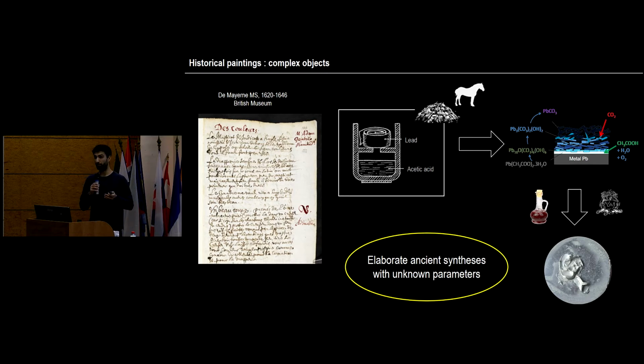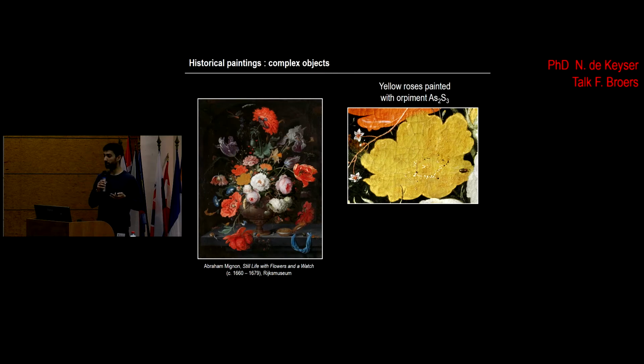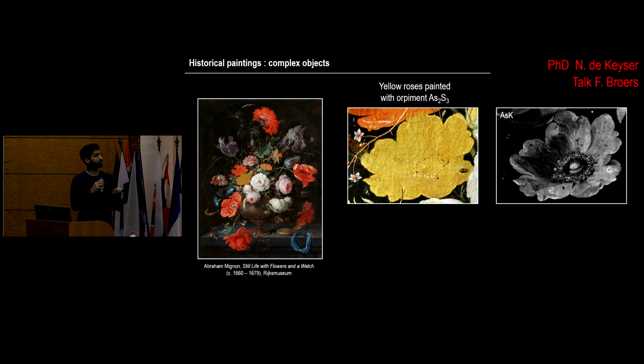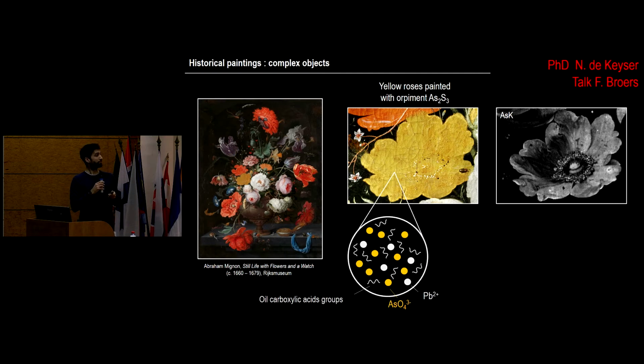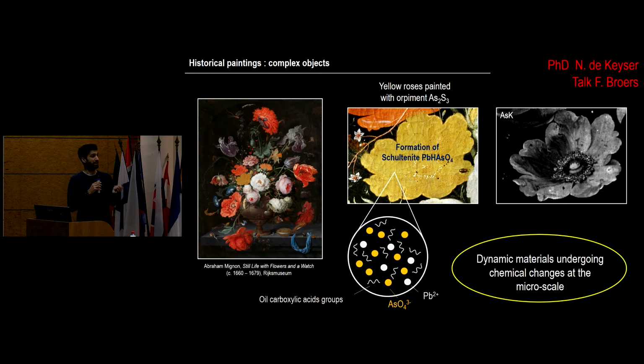The second order of difficulty when we are dealing with inorganic pigments and historical paintings, and this was presented again this morning, is that those paintings are very dynamic objects. Frederike this morning presented you this exact same example of these yellow roses, and to convince you that something happened here, this is the chemical imaging of arsenic. You can see that this flower, which was so delicately painted in the past, now has lost a part of its beauty. So again, dynamic materials undergoing chemical changes at the microscale.